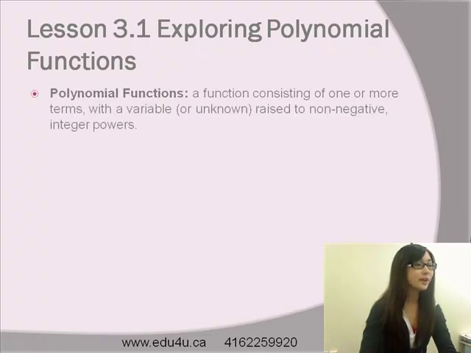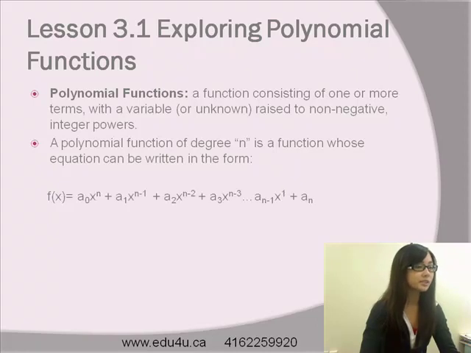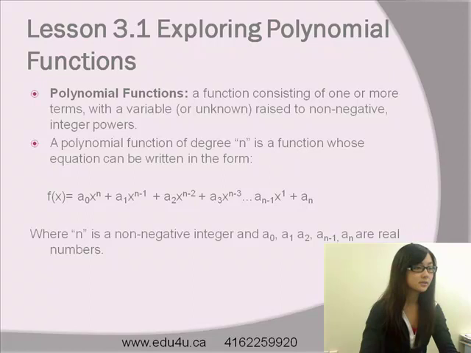So once again, I'll start out with the definition. A polynomial function is a function consisting of one or more terms with a variable or unknown raised to a non-negative integer power. A polynomial function of degree n is a function whose equation can be written in the form shown in the slide, where n is a non-negative integer and the number in front of x is a real number.